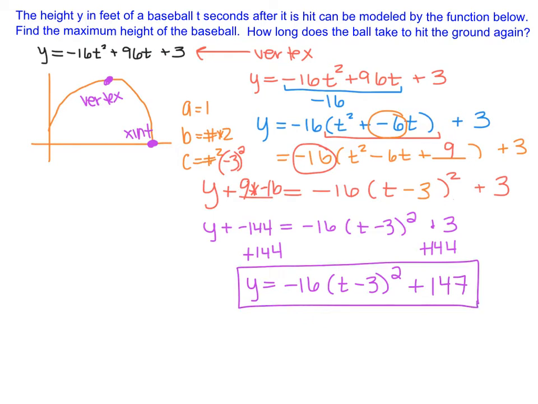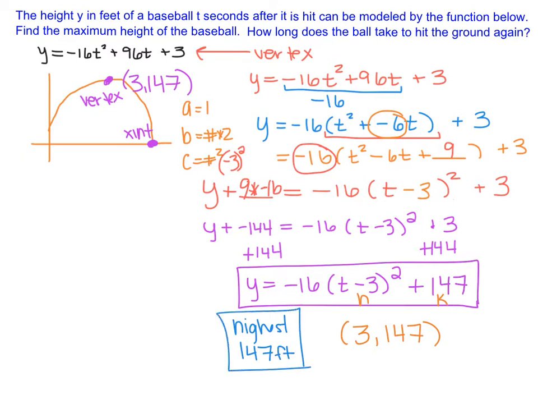Now, what you should remember about vertex form is it allows us to find the vertex of our quadratic equation. So if we look here, remember my vertex is the opposite of h, comma k. So that means my vertex here is a positive 3, comma 147. So what that's telling me is that the highest height that my ball reaches is going to be 147 feet. So just by finding that vertex form, I was able to locate the highest point that my baseball hits.